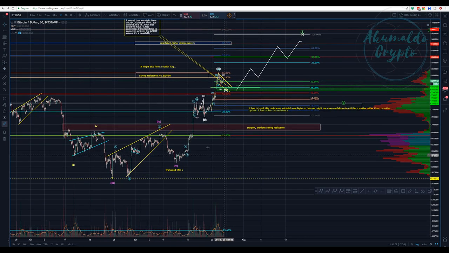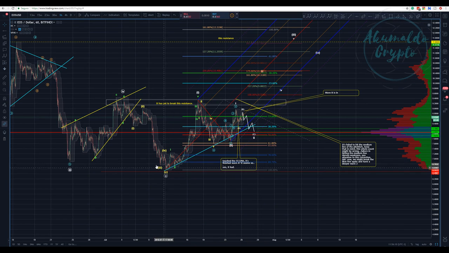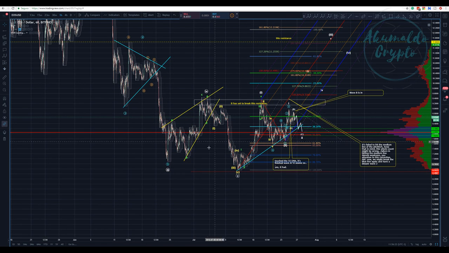Why do I present a different count? Compare this. This is my Bitcoin count. This is the Bitcoin chart and this is the EOS. See how different it is. You have the fourth wave here and the fifth wave here finishing. It's clear. They don't have a truncation here. It's clear. The fourth wave and the fifth wave.